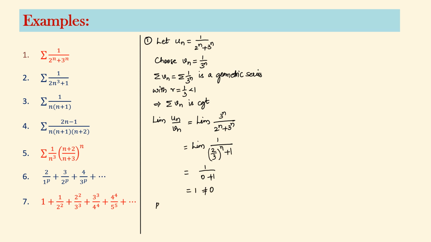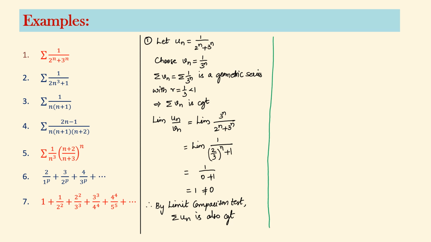So what can we say by the limit comparison test? By limit comparison test, both converge or diverge together. Since summation Vn is convergent, our series summation Un is also convergent. So now let us see the second question. Very easy question.